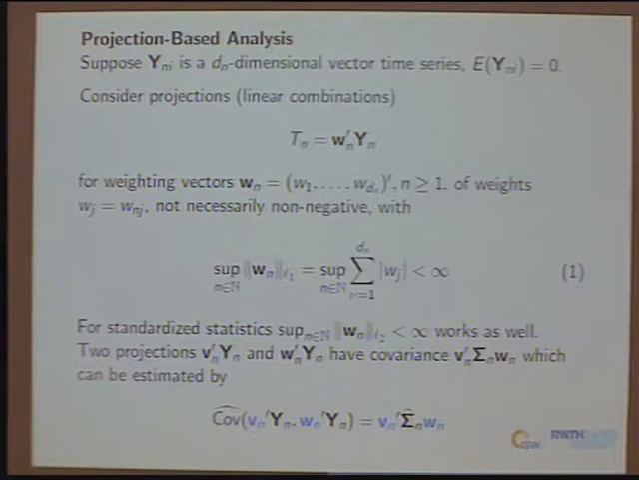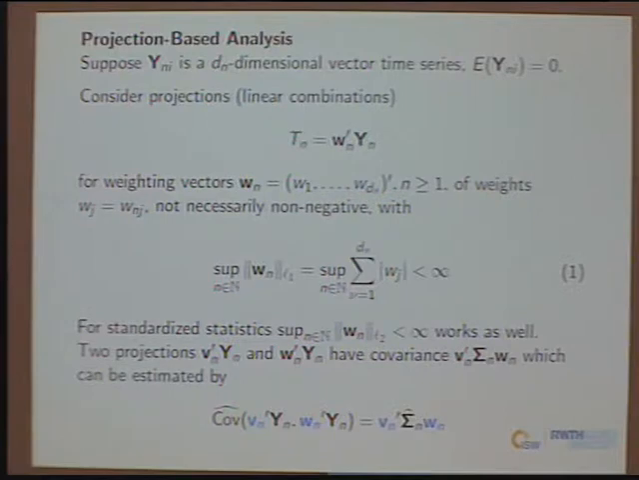So the basic idea is to look at projections. We have a projection statistic W prime Y for weighting vectors W. A crucial assumption for part of the theory is that the L1 norm is bounded uniformly in the sample size. But if you do statistics and look at standardized statistics, then it is sufficient if they are L2 bounded uniformly in the sample size. Two projections have a covariance given by our bilinear form. This means we are also naturally analyzing correlation structures, covariances between projections.